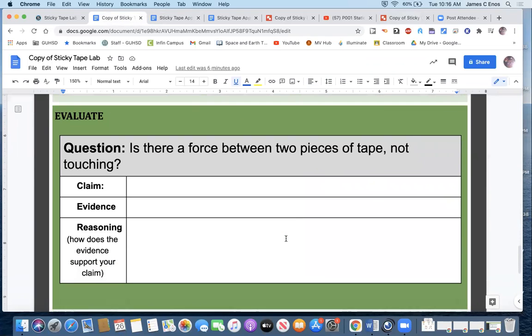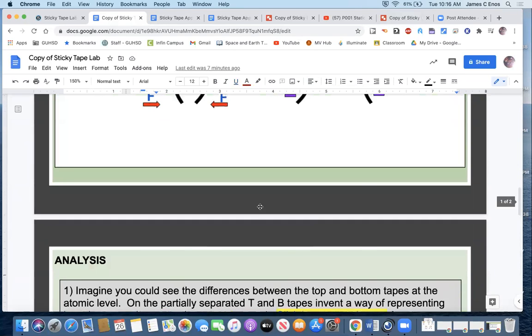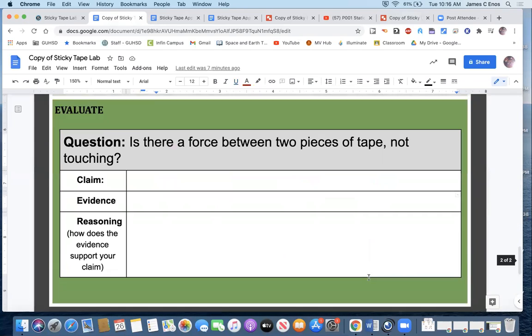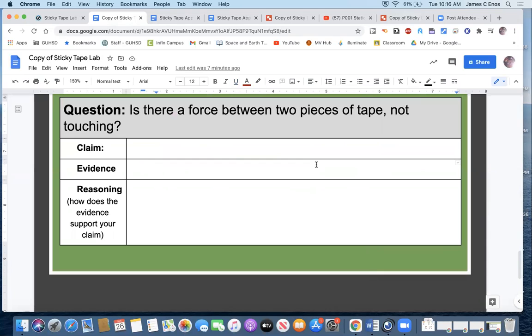Then getting down to this last part, is there a force between two pieces of tape that are not touching? So the claim, this is where you're just going to answer the question. Your answer should just be yes. Yes, there is a force. The evidence you're going to be able to cite between what you see here is that we saw a repulsion between two pieces of tape. The evidence can be that you saw the repulsion between two pieces of tape or an attraction between two pieces of tape. And then the reasoning.